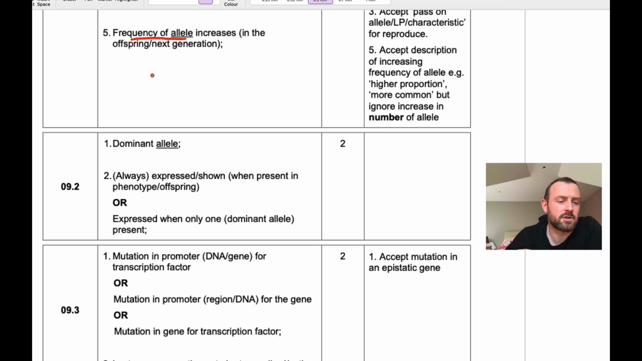No. Okay, so we need. Well, I probably would have explained that. So the fact that it's dominant, and then this is just unpacking what dominant means. Dominant means it's expressed when there's only one copy of the allele present. So yeah, I probably would have got that. I think that's where I was going.